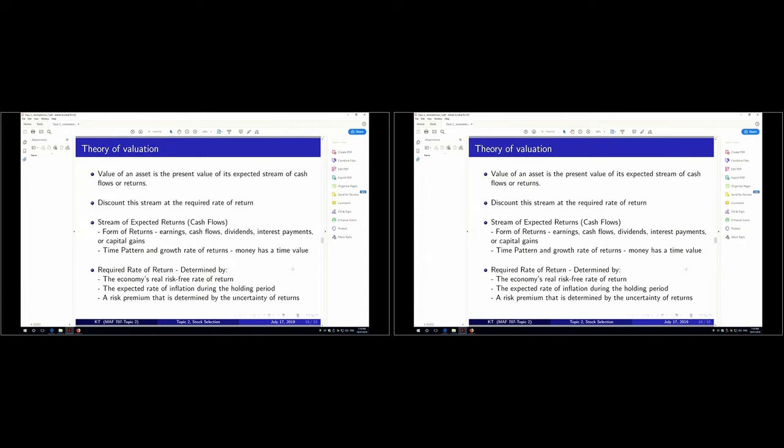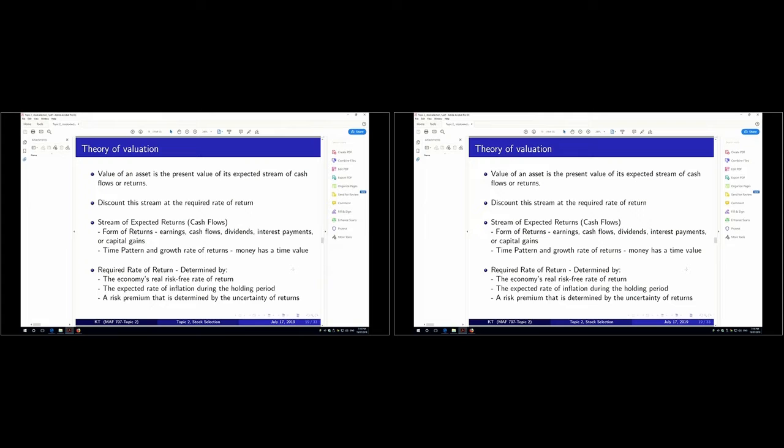Discounting those cash flow streams produces the value. So you need to have those cash flows and the required rate of return that is expected, and then identify those cash flows and discount them to arrive at the intrinsic value of the company.